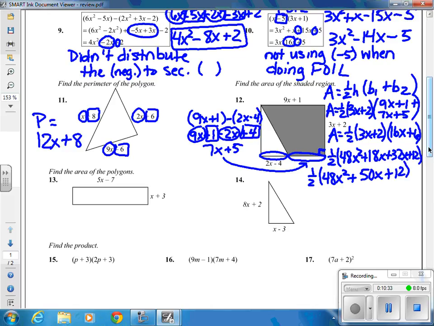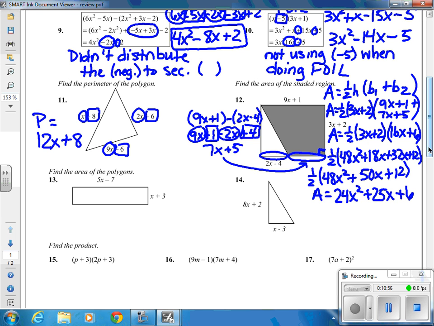At this last step is where you get to take 1/2 of everything. And lucky for us, everything's an even number, so it makes it even nicer. Half of 48 is 24, so the area is 24x squared. Half of 50 is 25, so plus 25x, and half of 12 is 6, so plus 6. There's the area for that trapezoid piece. It's a lot of work because some pieces were missing, but you all have the know-how and pieces to be able to figure this out.